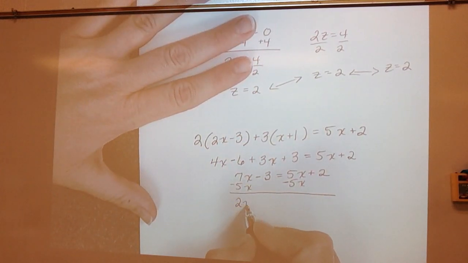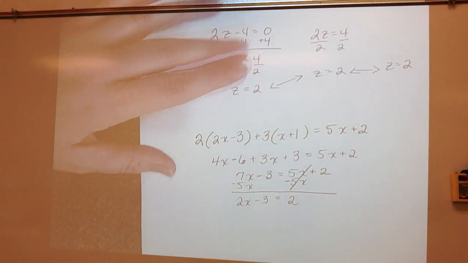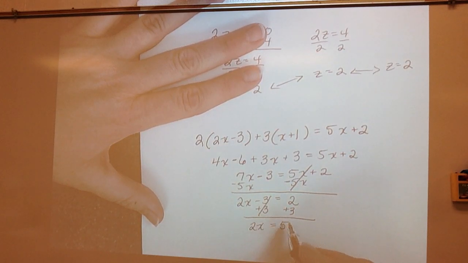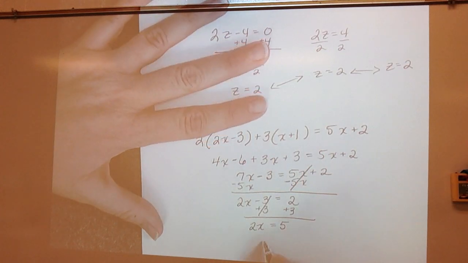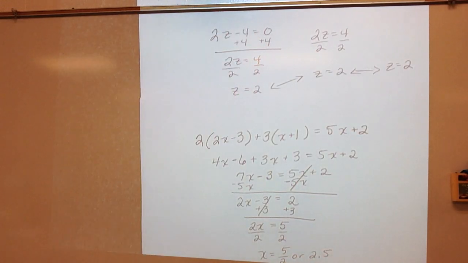So I have 2x minus 3. That cancels out. So I have 2 left over here. I'm going to add 3 to both sides. I get 2x, that cancels out, is equal to 5. And so divide by 2. X is equal to 5 halves, or 2 and a half. 2.5.